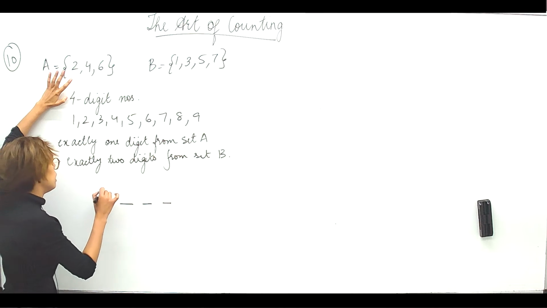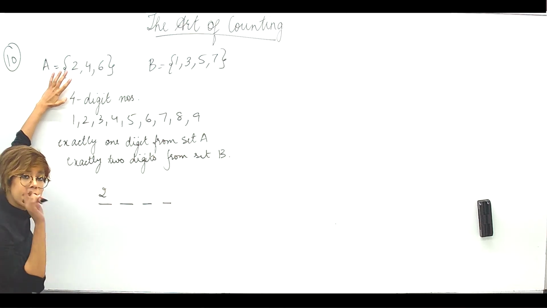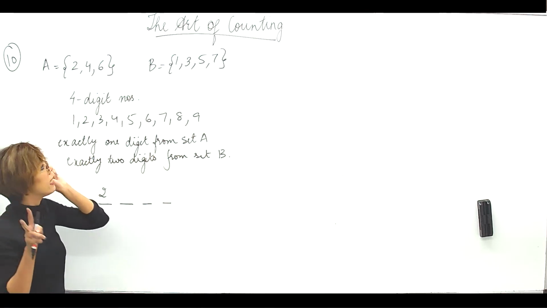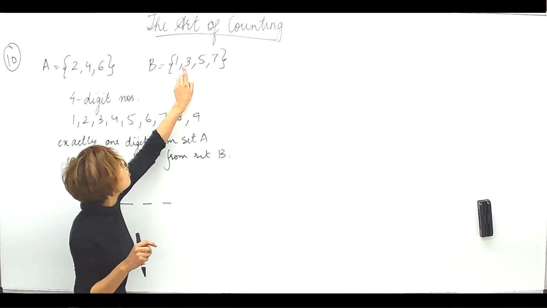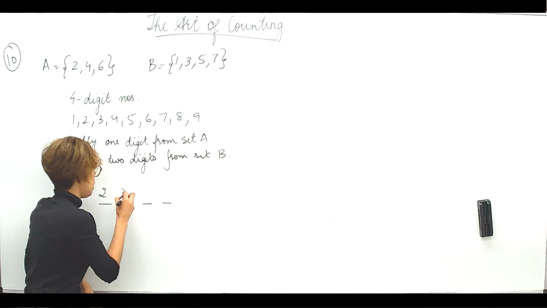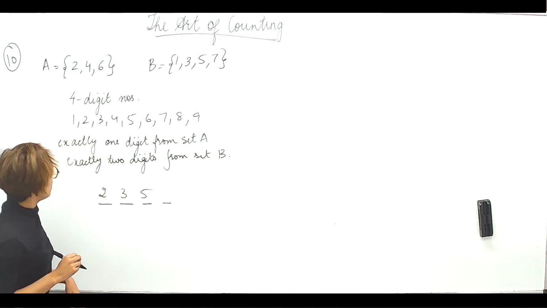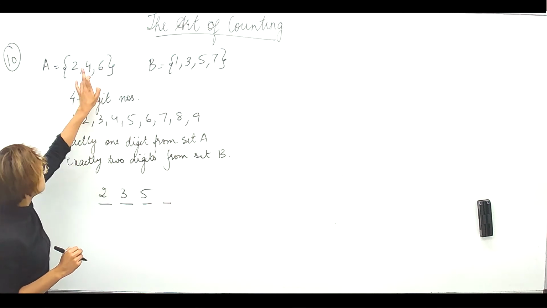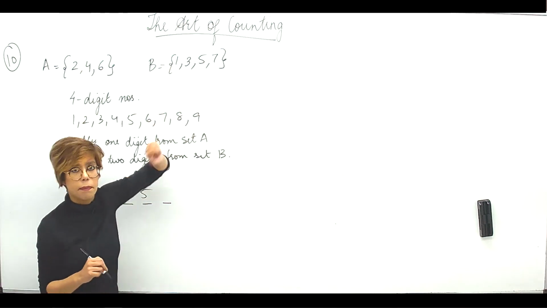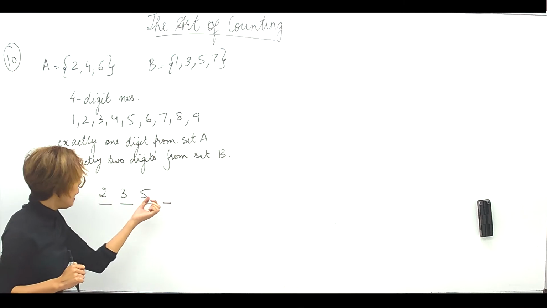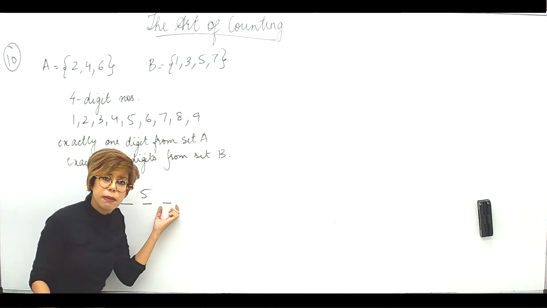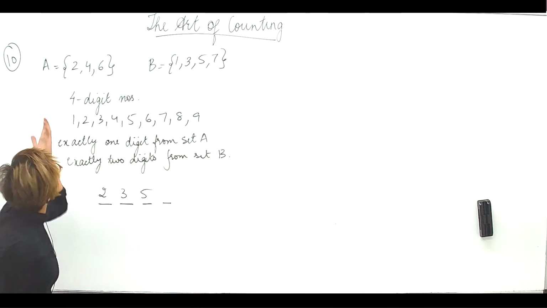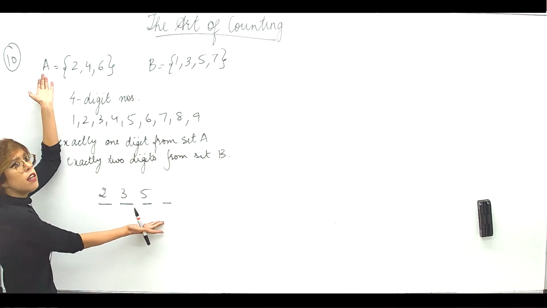So suppose I write 2, right? Exactly one. Now exactly 2 digits from set B. I need 2 digits from set B, so suppose I took 3 and 5. One minute, I have to make 4 digits, right? I got 1 digit from set A, 2 digits from set B. Still I need a digit to make up the fourth place. So where will I get the digit from? Obviously I can't take the digit from set A, exactly one.